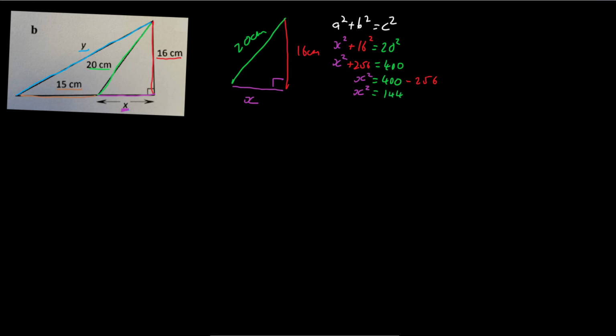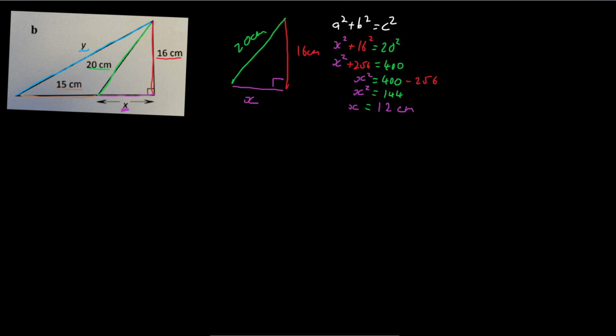144. And if we square root both sides, that will leave us with just x equals, let's use purple here because we're finally getting the value of x, 12 centimeters. There we go, that was nice. So that's x done. We found it. Next up, we need to find y.